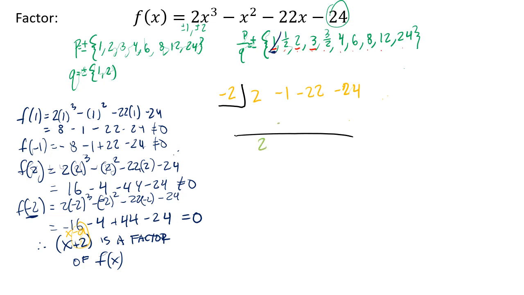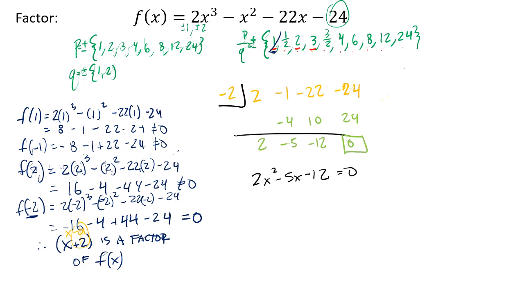This would be 2, this would be negative 4, this would be negative 5, this would be 10, this would be negative 12, and this would be positive 24. That's a 0. That's what we should have. That works out. So our new condensed polynomial is this: 2x squared minus 5x minus 12. And we are going to just factor this.